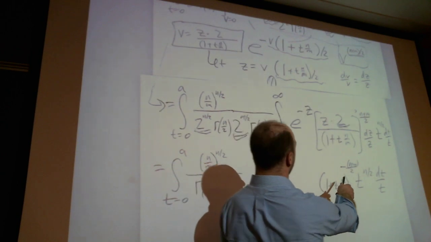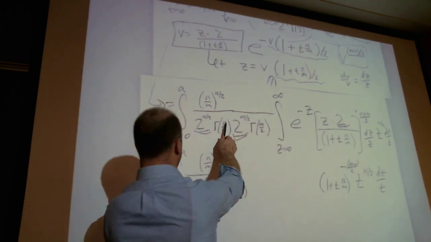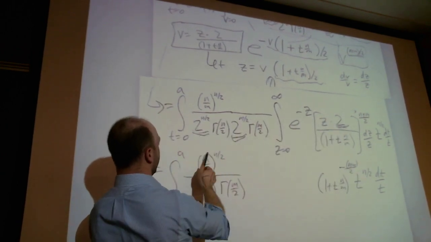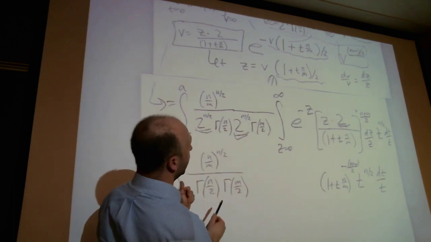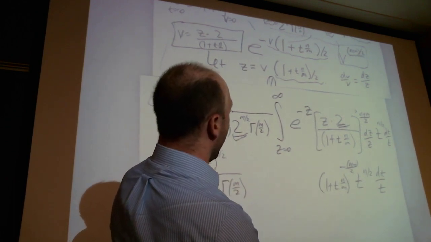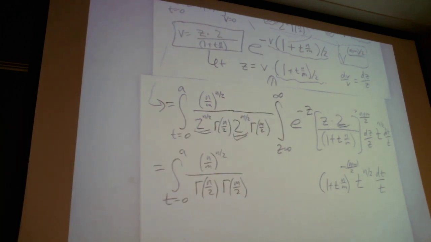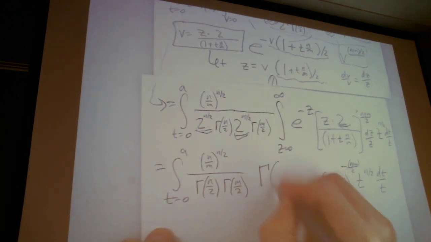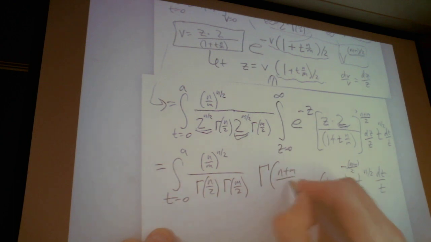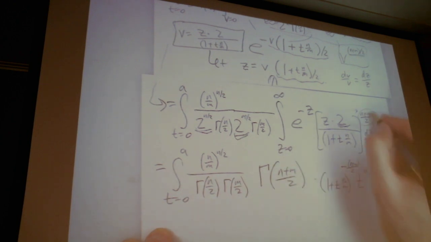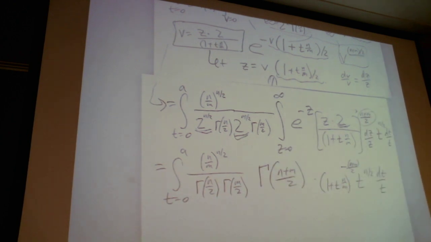And now I've taken care of everything. The 2's are gone. The gammas are still there. This polynomial term is still there. And all that's left is the z integral, which you already told me how to evaluate. It's another constant. The constant is the exponent. That's it. There's nothing more to do.